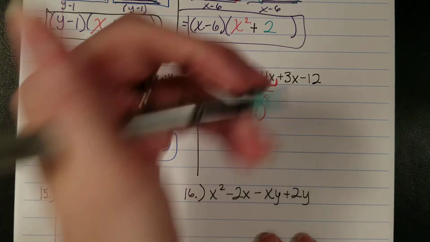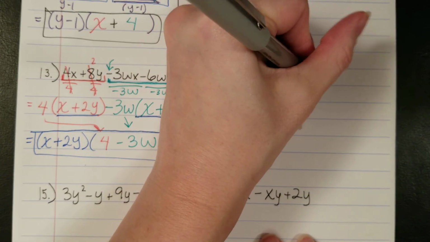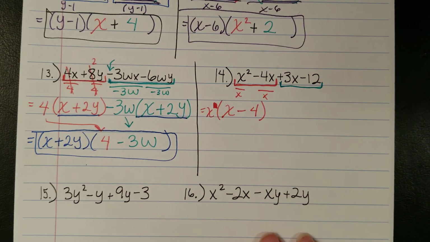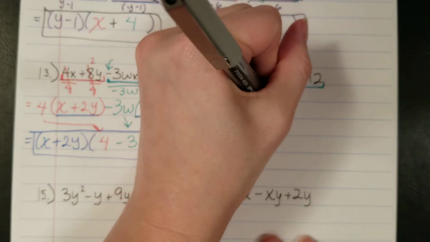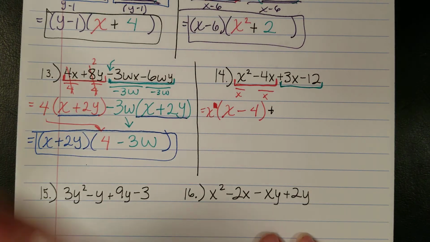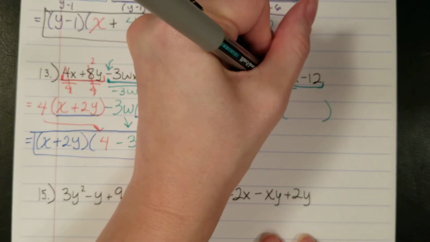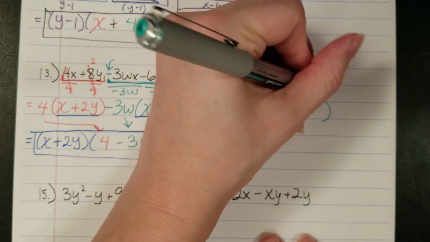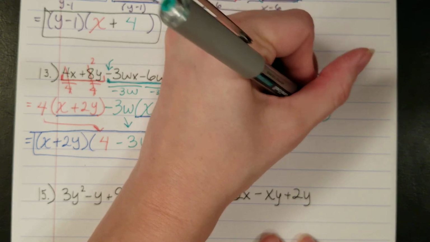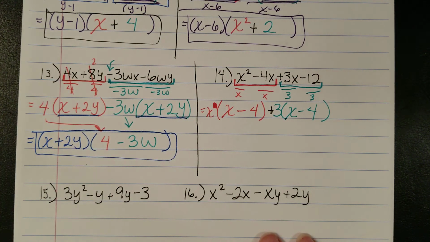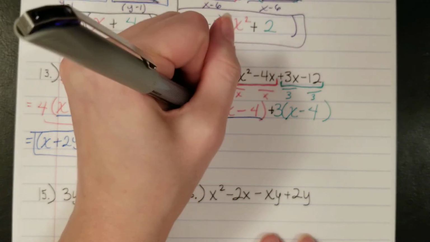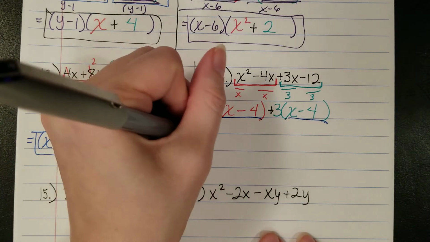Okay, and then the second group is that. So the GCF for that one is going to be 3. Write down that GCF, parentheses, divide that by 3, that'll just be x. Divide that by 3, and then that'll be minus 4. Okay, then now our GCF is x minus 4.